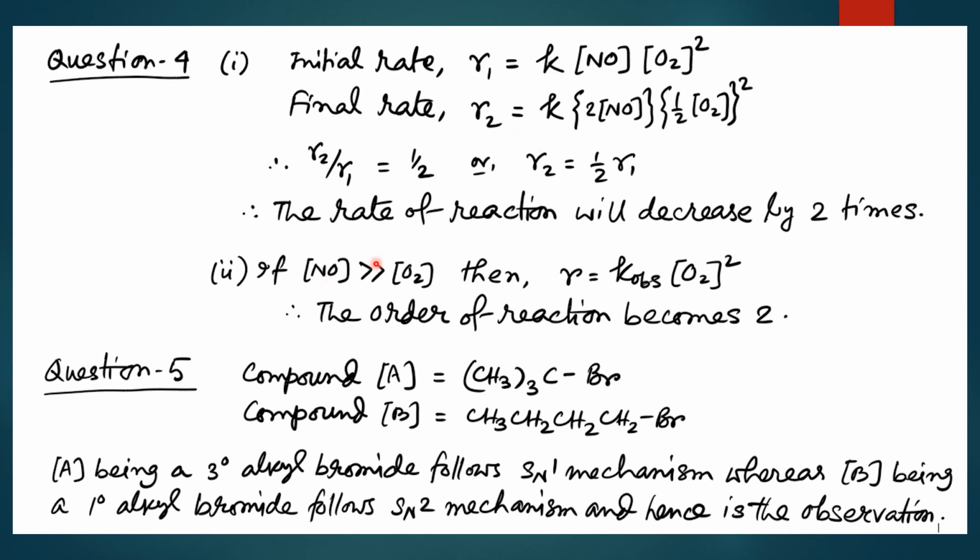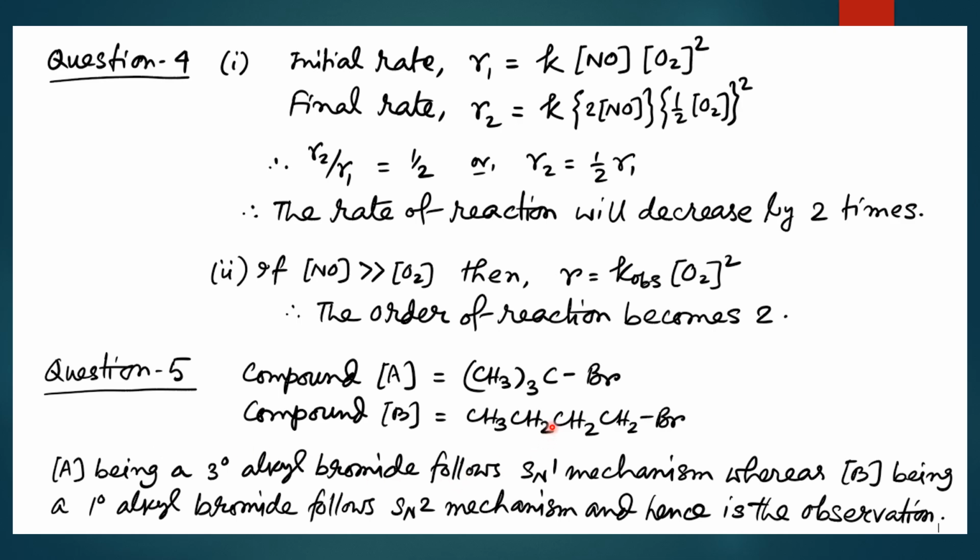So the one which is taken in excess, the rate of the reaction will not depend on the concentration of that component. So this k into [NO] itself becomes a constant which is written as k observed, and it will depend only on the concentration of O2 whose power is 2. So the reaction will now behave like a second order reaction. So the order will become 2 here.